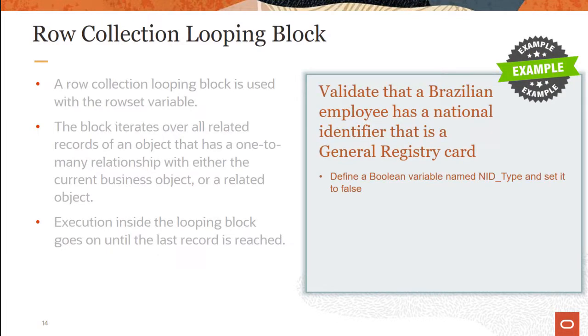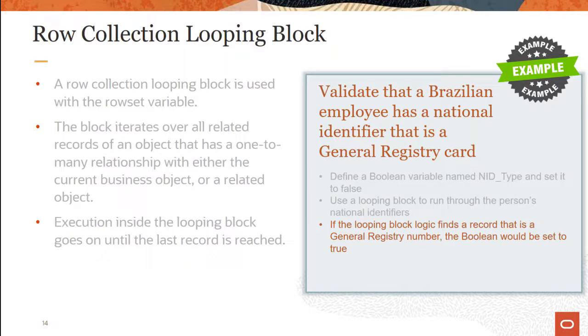For example, let's say you're creating a rule to validate that a Brazilian employee has at least one national identifier that is a general registry number. You could define a Boolean variable named NID type and set it to false. Then you could use a looping block to iterate through the person's national identifiers. If the looping block logic identifies a record that is a general registry number, the Boolean would be set to true. That value would then be used to determine the subsequent outcome of the rule.